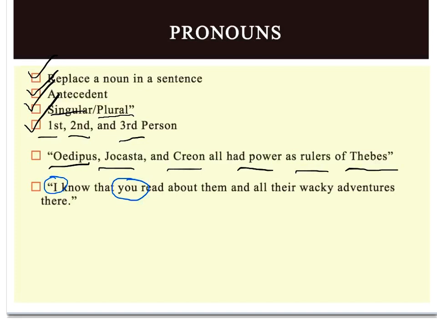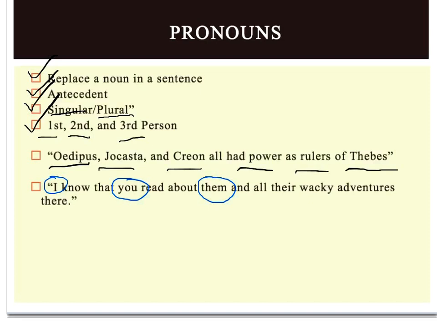The next pronoun is them. The antecedent of the pronoun them are Oedipus, Jocasta, and Creon, because those three singular nouns have been combined into one third person plural pronoun.